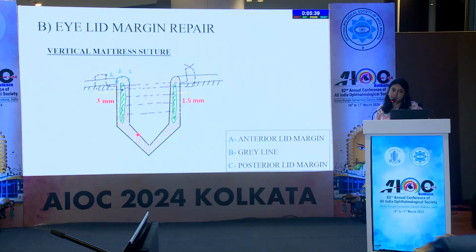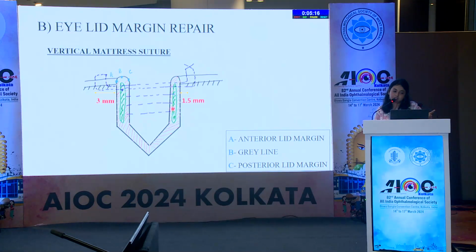Now, what about eyelid margin repair? Eyelid margin lacerations are characteristically repaired in the form of a vertical mattress suture. This vertical mattress suture is in a characteristic far-near fashion. So what is the meaning of that? We pass the first bite about 3 mm from the laceration margin to exit 3 mm on the other side. And the same path is reversed and exited at around 1.5 mm on either side.